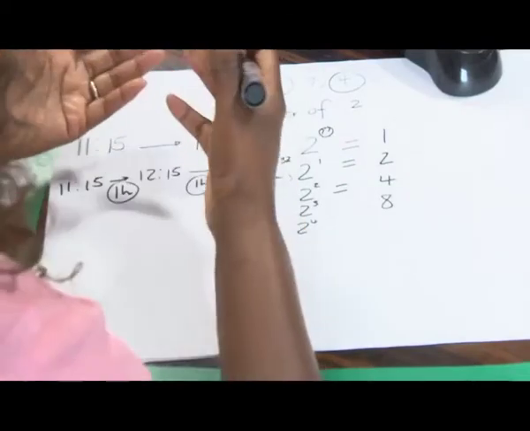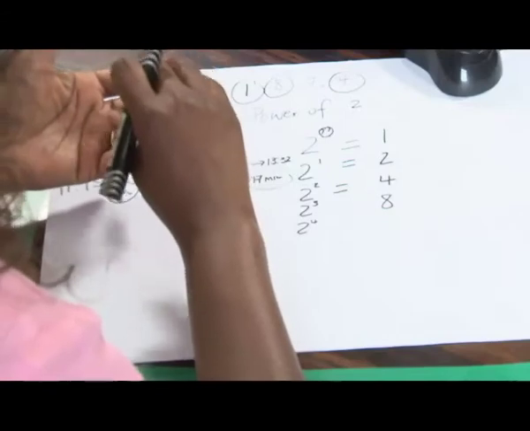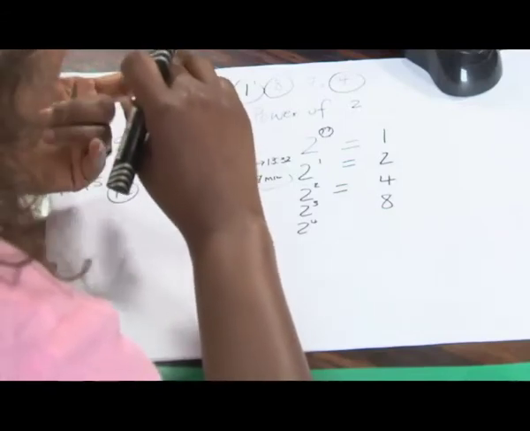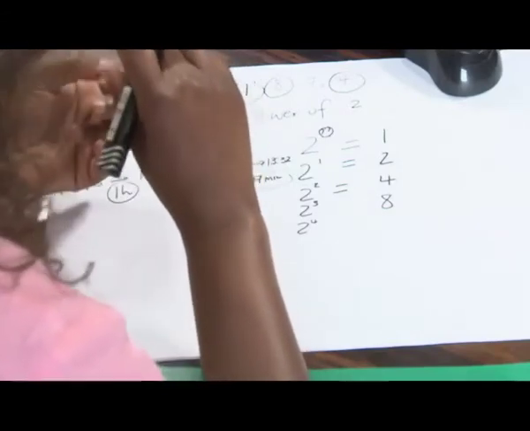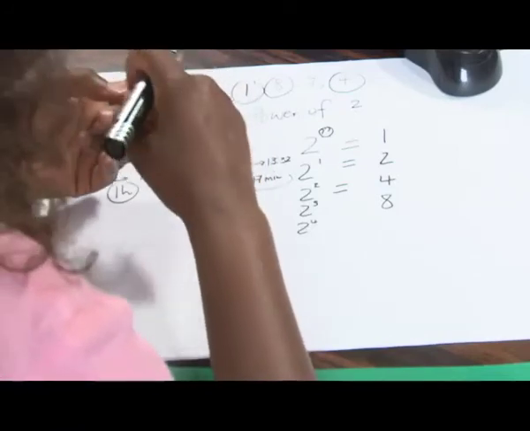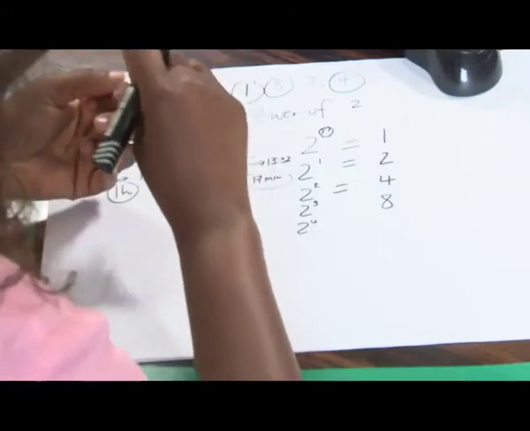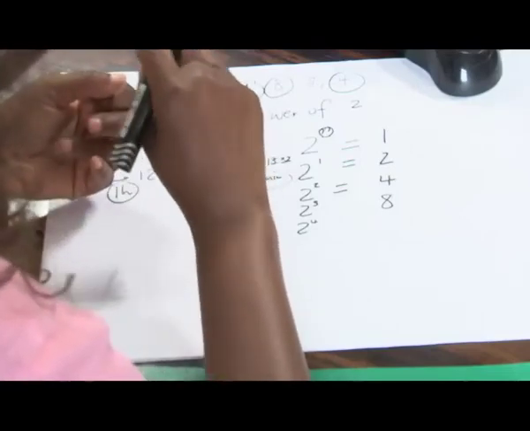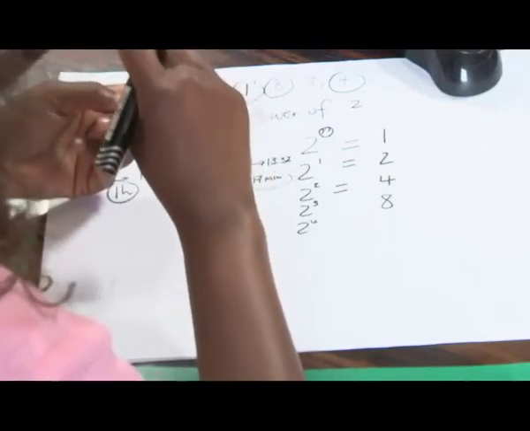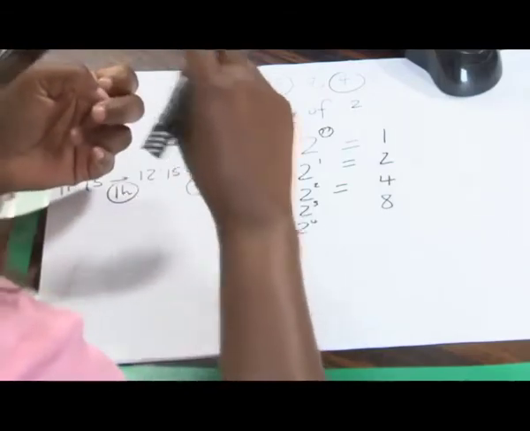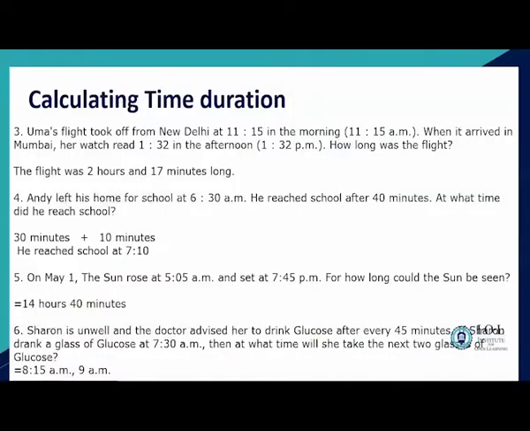All right, another question. Sharon is unwell and the doctor advised her to drink glucose after every 45 minutes. If Sharon drank a glass of glucose at 7:30 a.m., what time will she take the next 2 glasses of glucose? That is another way of asking this type of question. What is the next time? After 45 minutes? How do you do that?